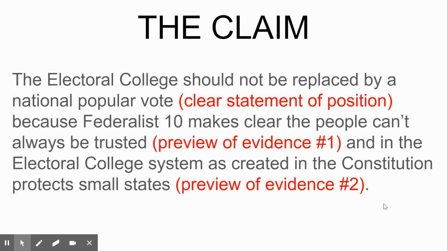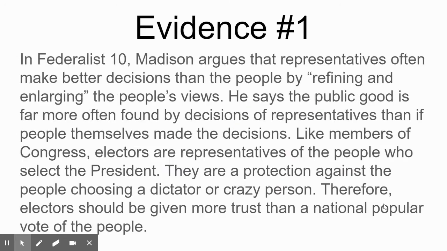So very clearly, you already know that I'm supporting the Electoral College in this claim, and that I'm going to use Federalist 10, and specifically the part of it about how the people can't be trusted. And the Electoral College protects small states. That's going to be my evidence for supporting the Electoral College. Okay, here's my evidence number one. Here's how I would write. Remember, I previewed it. Now I'm actually going to fill out the argument.